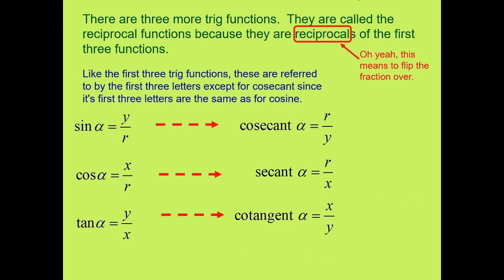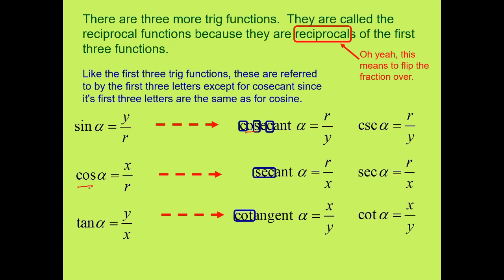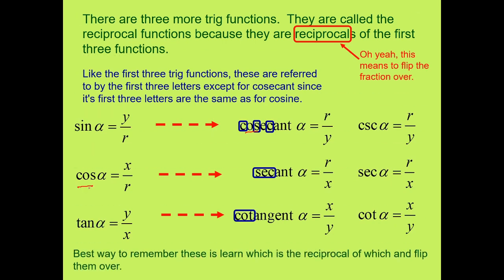Like the first three trigonometric functions, these are referred to by their first three letters, except for cosecant, since its first three letters are the same as for cosine. So, do not call cosecant cos, because if you call it cos, it can be confused with cosine. It's called CSC. So, cosecant is csc, secant is sec, and cotangent is cot.